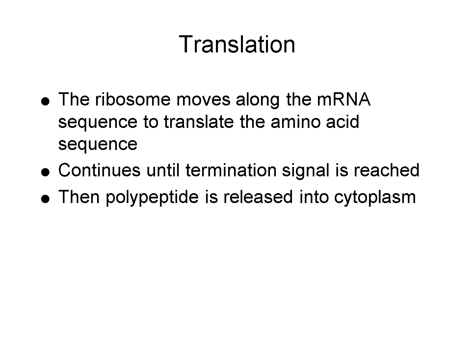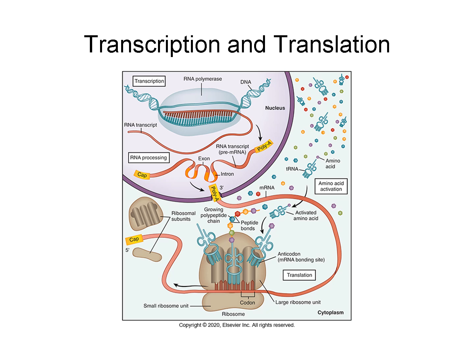This process continues until the ribosome reaches a special termination signal. Once the signal is reached, the completed polypeptide chain is released into the cytoplasm, ready to be folded into a functioning protein. This illustration shows the full journey from DNA to protein. It begins in the nucleus, where RNA polymerase reads the DNA and creates a strand of messenger RNA. After transcription, the RNA is processed and modified before leaving the nucleus.